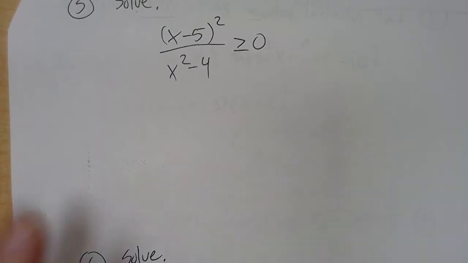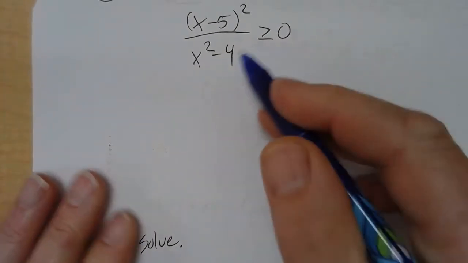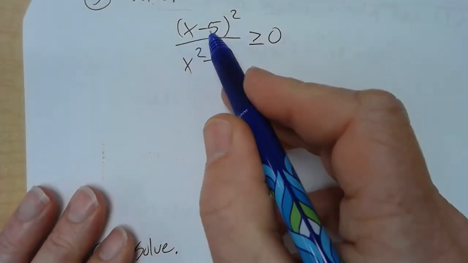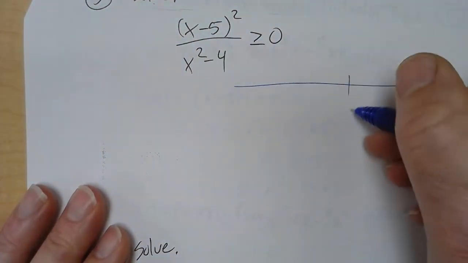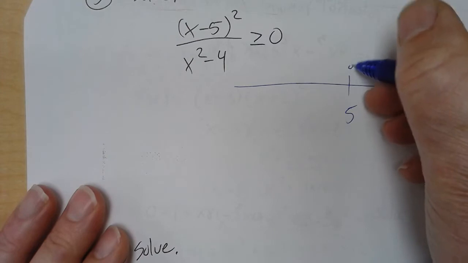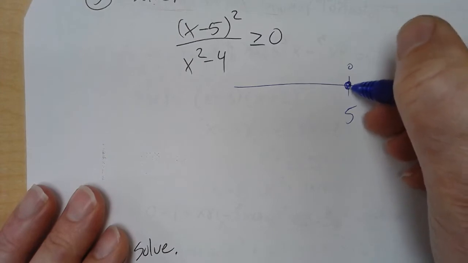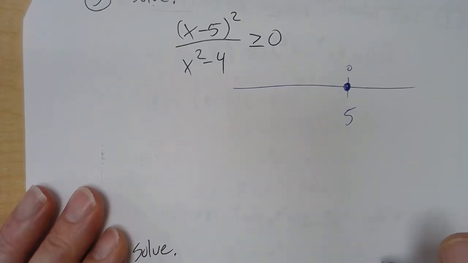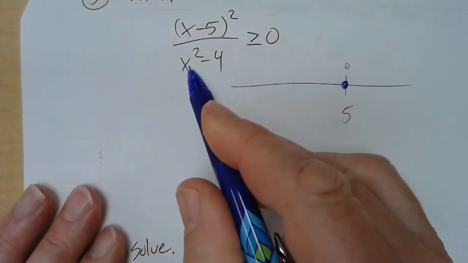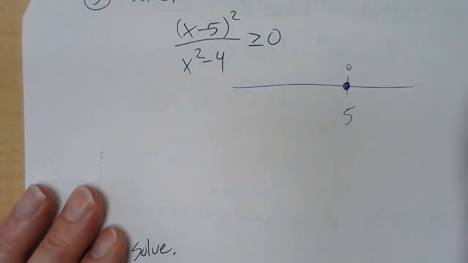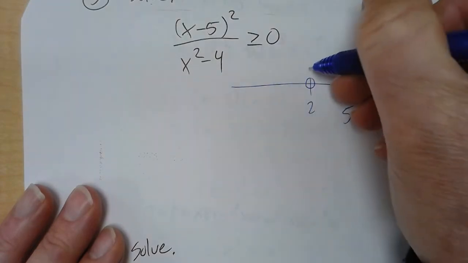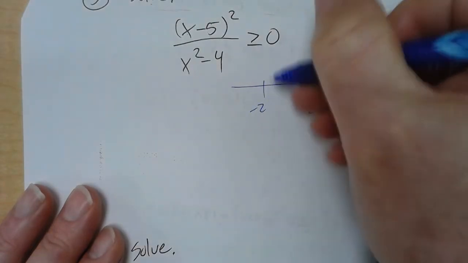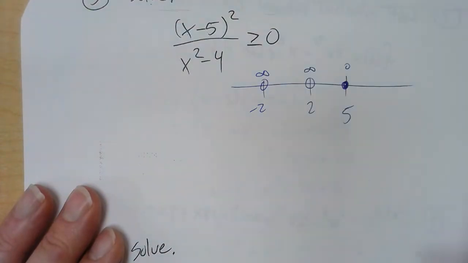All right. So again, this is equal to 0, so 5 minus 5 would make it equal to 0. So 5 is an interesting point, and it is a 0, and it's a place that works. So I make it a solid circle. The next two interesting points are plus or minus 2, because those would cause division by 0. So put in 2, open circle, that's where it blows up, and -2, open circle, that's where it blows up.